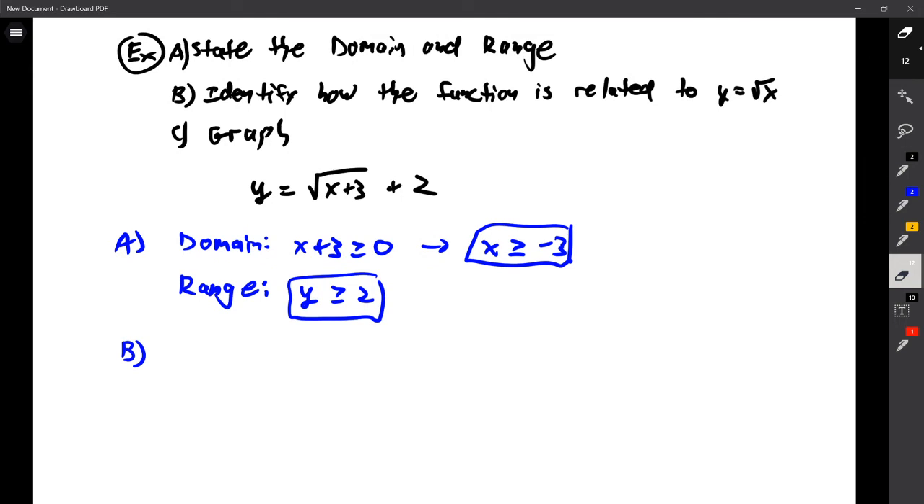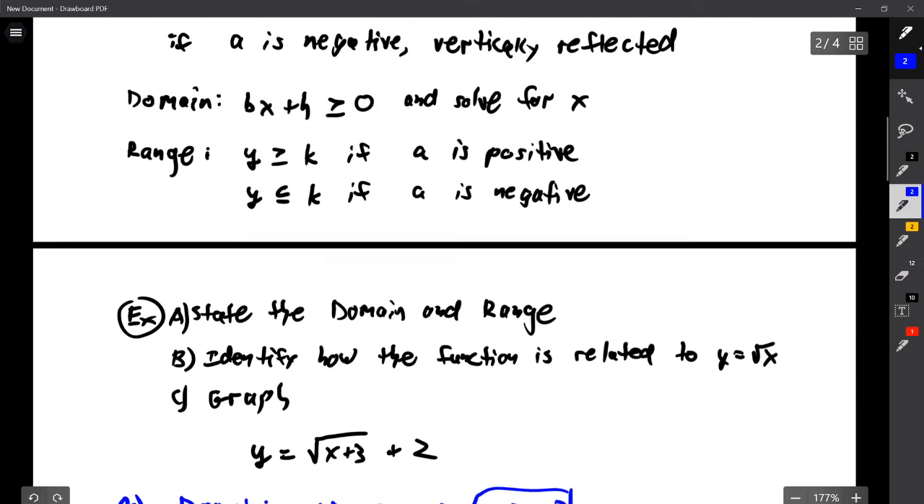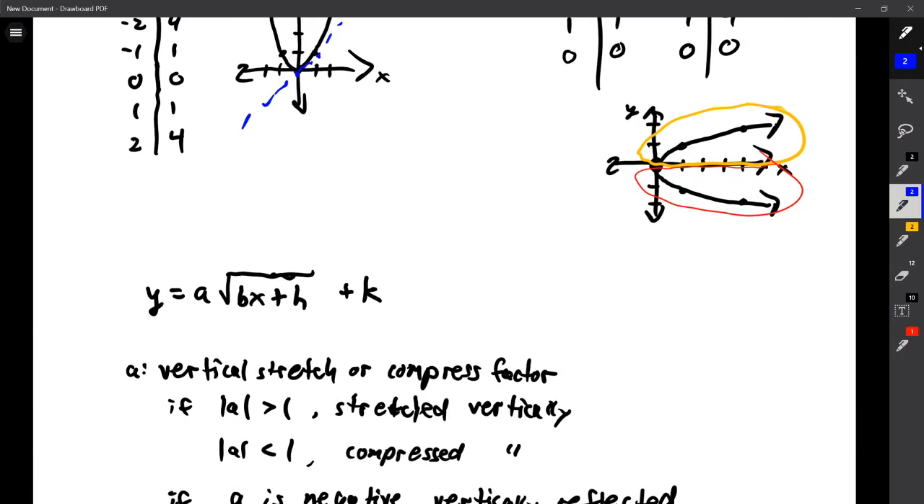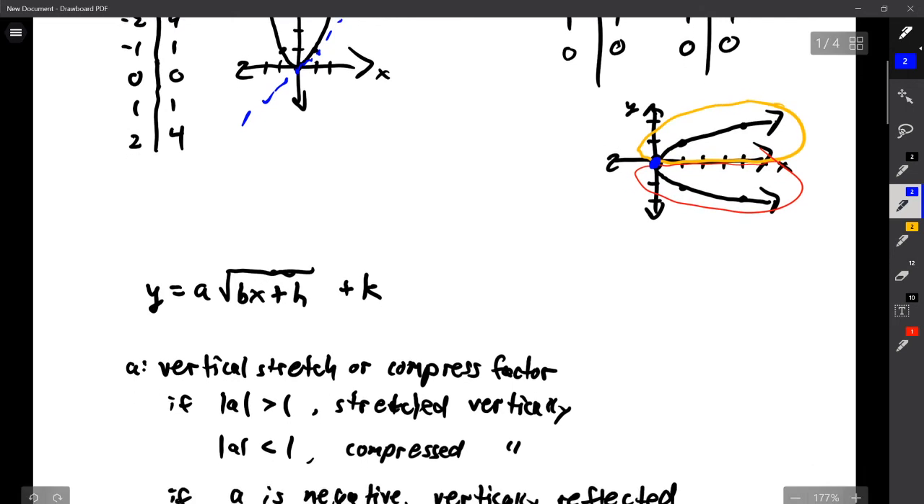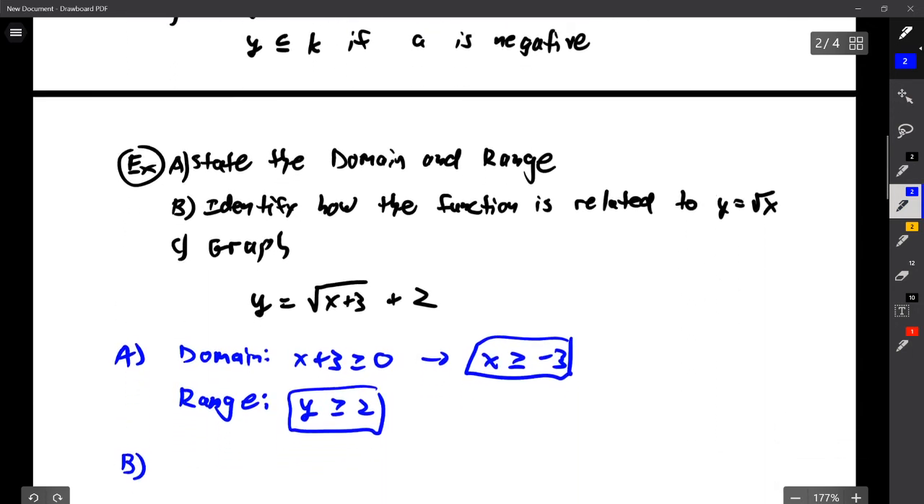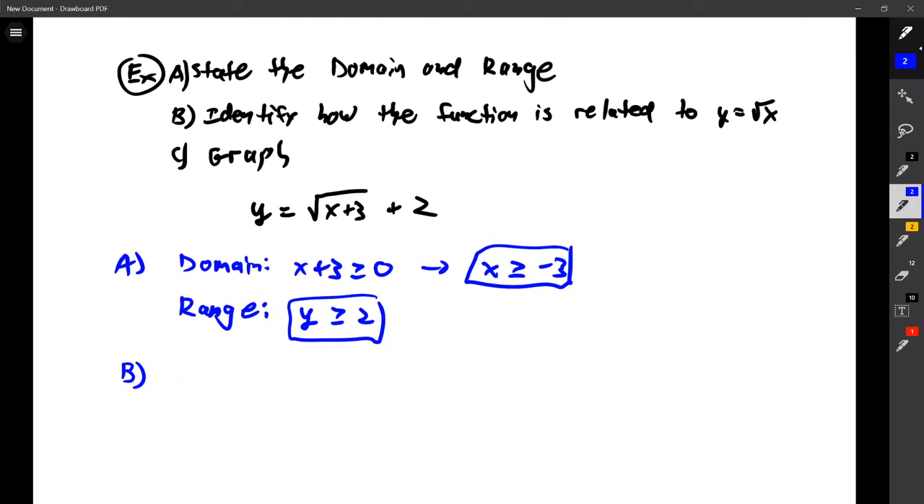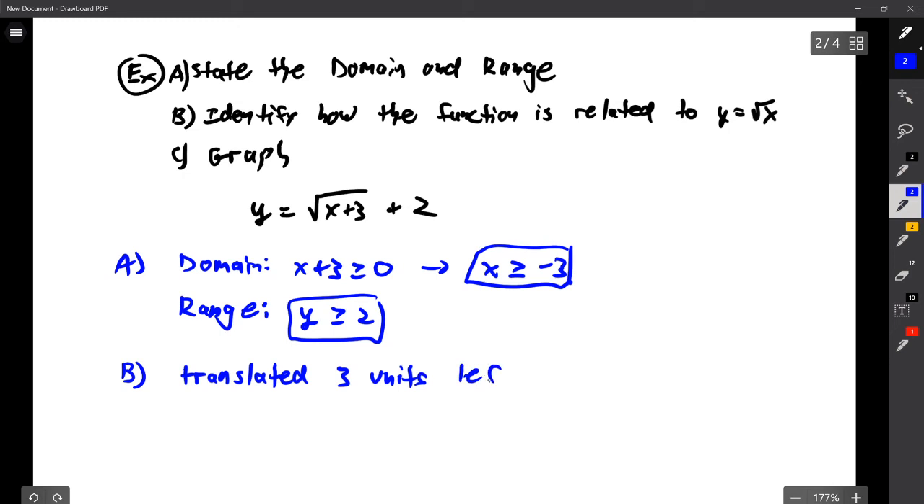And notice the graph usually would start, like my parent function here, at 0, 0. All right, well, what has happened to the x value of where I'm starting? What has happened to my domain? My domain, instead of starting at 0, is starting at negative 3. So what that tells me is I am translated 3 units left, because instead of starting at 0, the x value of 0 is starting at an x value of negative 3.